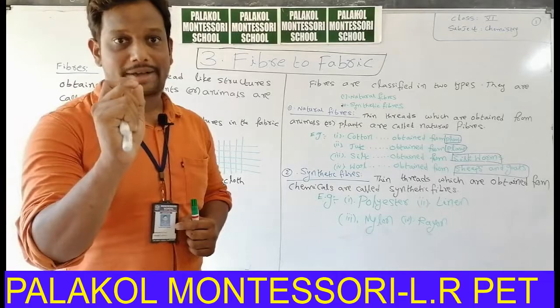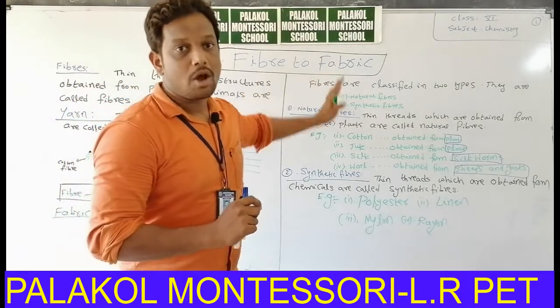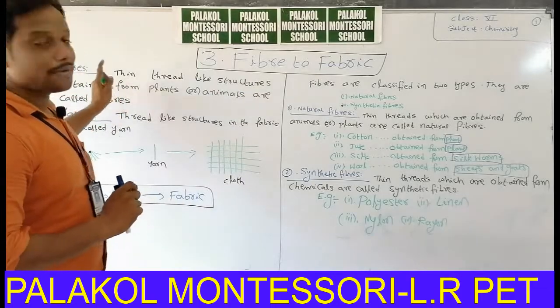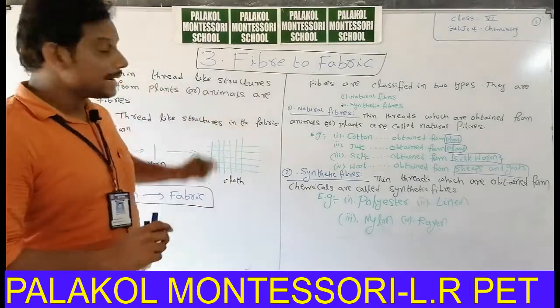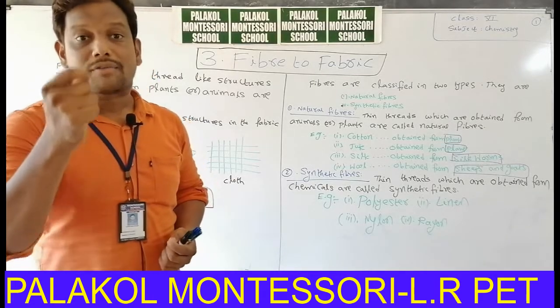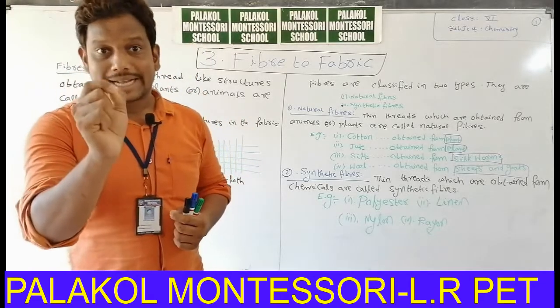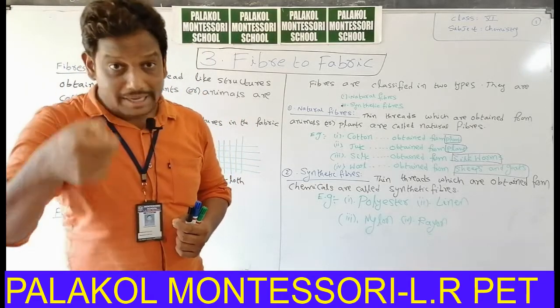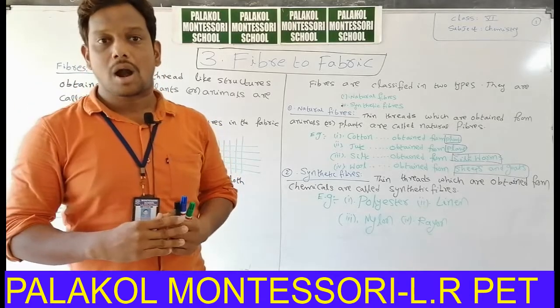First I will start with the definition of fiber, then I will discuss the definition of fabric. First we will discuss the definition of fiber. What is the definition of fiber? Thin thread like structures obtained from plants or animals are called fibers. Thin thread like structures, not thread like structure, very thin.